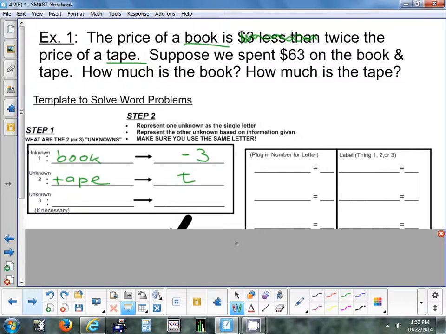Then what does it say? I don't want to know how to set it up, I want to know what it says next. Twice the price of a tape. How would you represent that? 2T. Right, now all we have for the price of a tape is T. That's all we know. So twice means 2. Twice the tape.